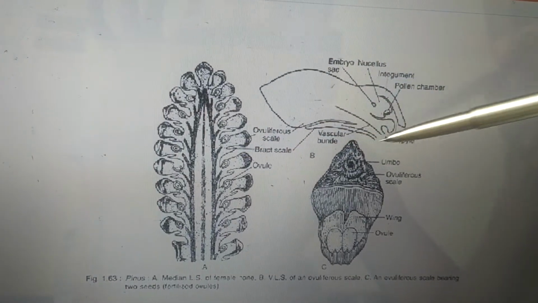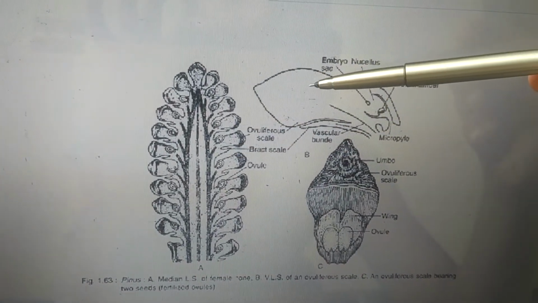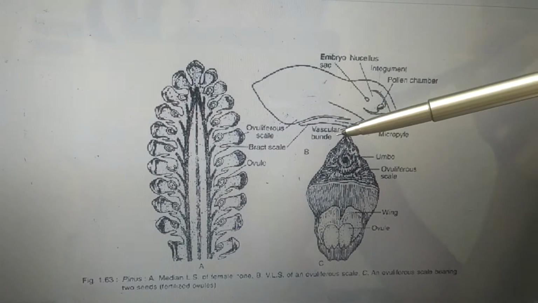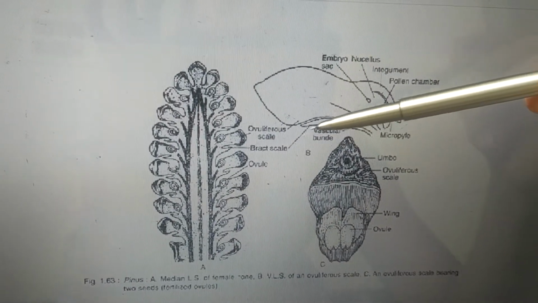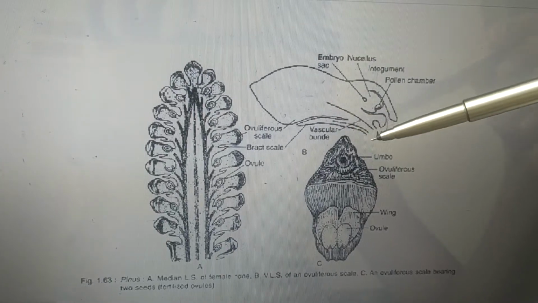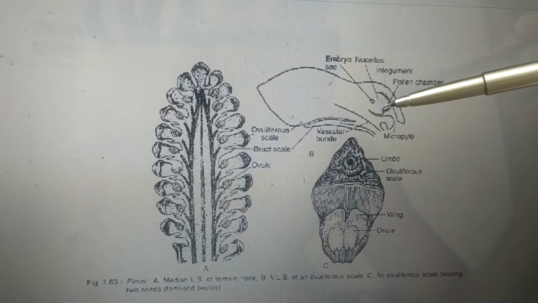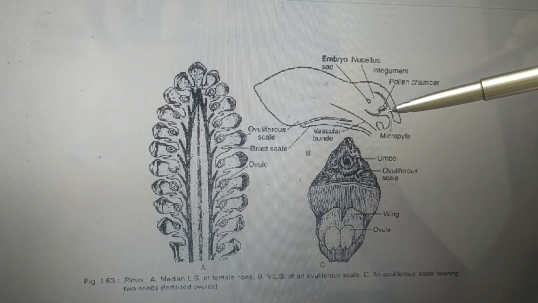This is an enlarged view of the same one. A single megasporophyll has been enlarged here, where this is the ovuliferous scale followed by the bract scale, and there is a vascular bundle also showing, supplied to the bract as well as the ovuliferous scale. Followed by, we have this micropyle.